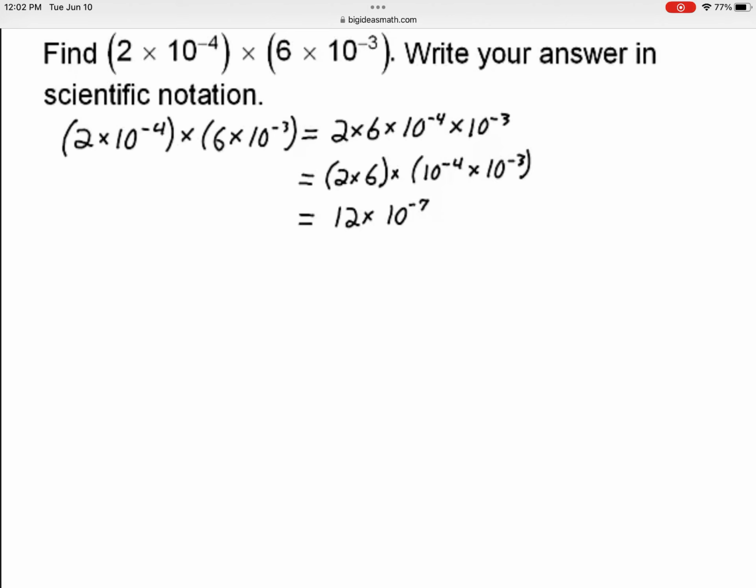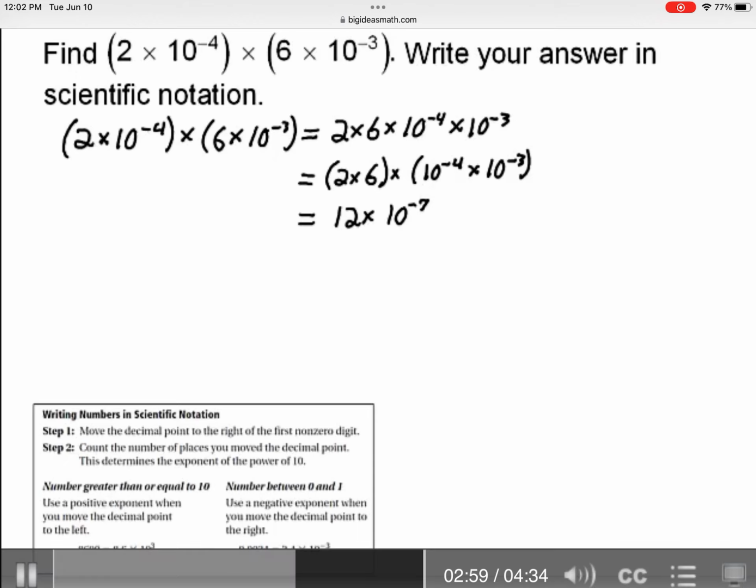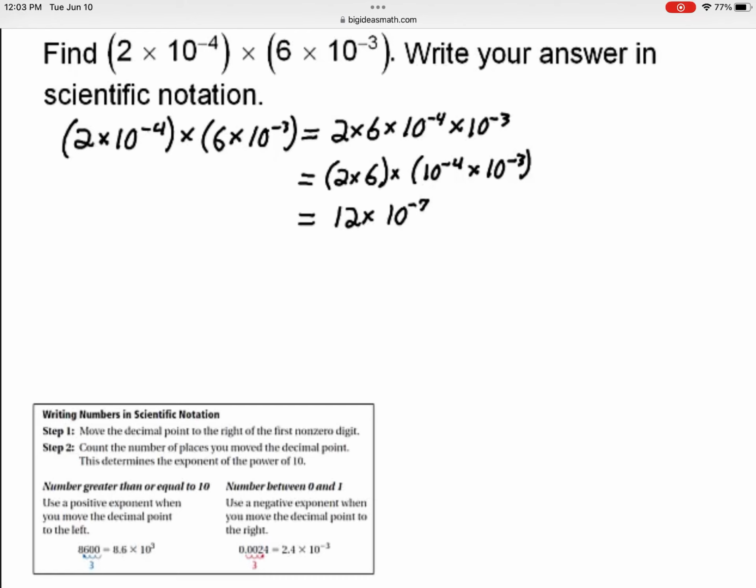Let's review how to write a number in scientific notation. First, you move the decimal point to the right of the first non-zero digit. Then, you count the number of places you moved the decimal point. This determines the exponent of the power of 10. For a number greater than or equal to 10, you use a positive exponent when you move the decimal point to the left. For a number between 0 and 1, you use a negative exponent when you move the decimal point to the right.